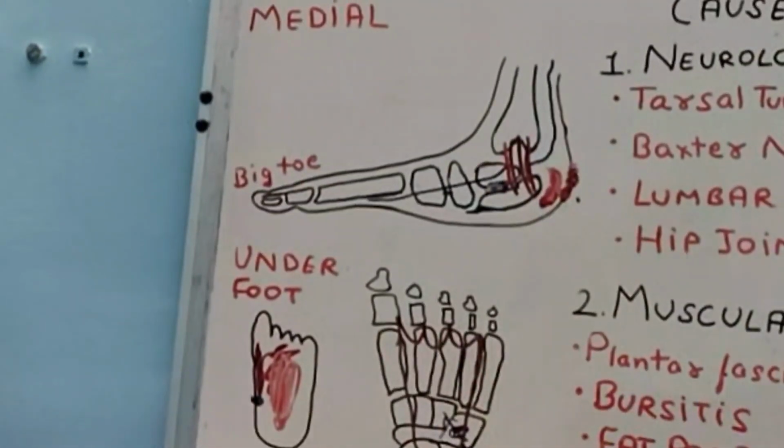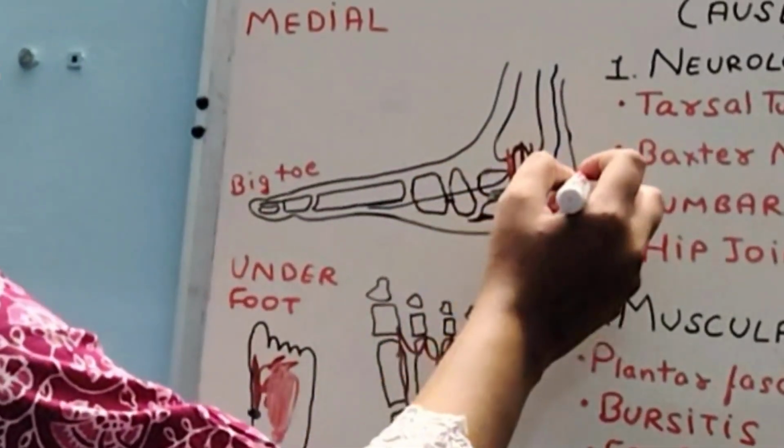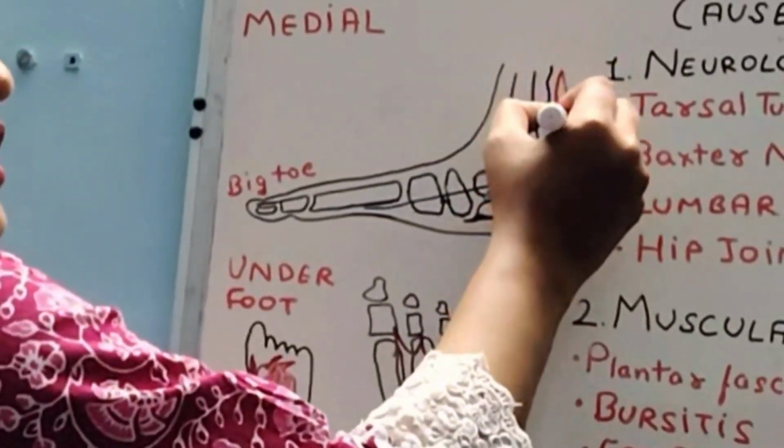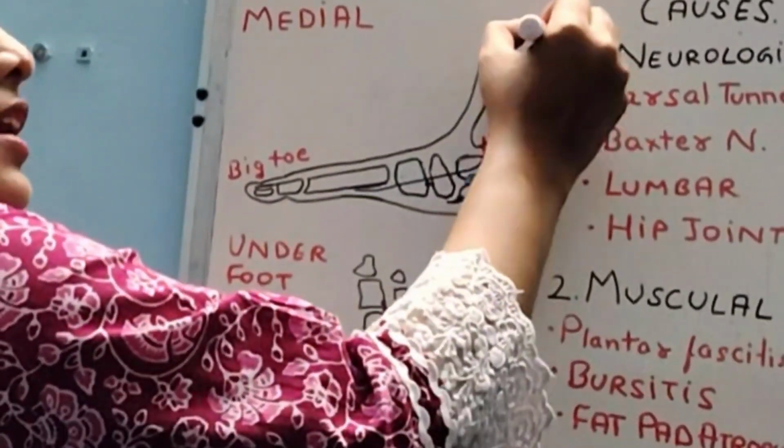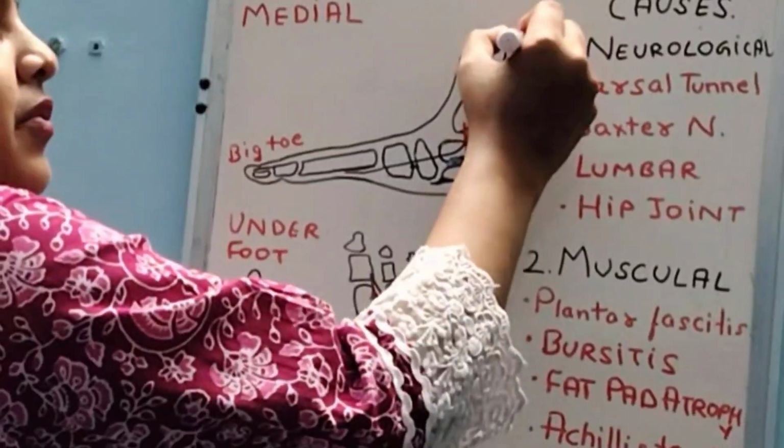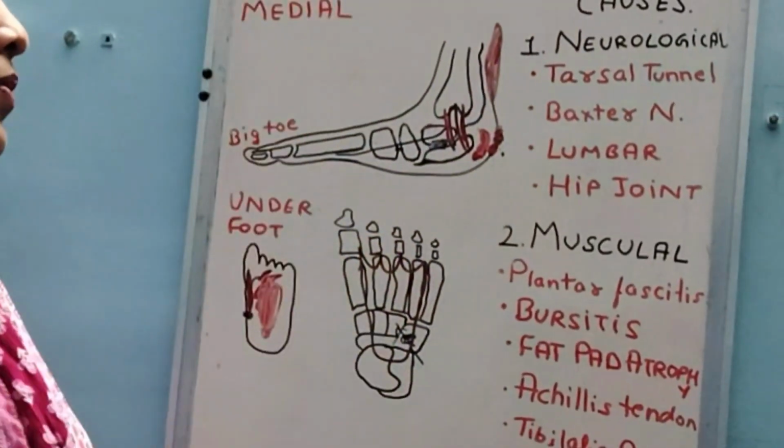Next we will study Achilles tendon. So if the pain is not here but in the upper side, here we have a tendon known as Achilles tendon. So then we have Achilles tendonitis.